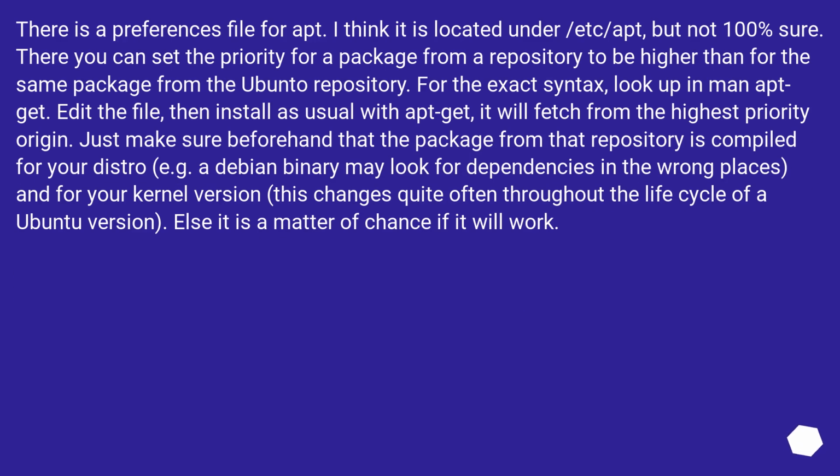There is a preferences file for apt. I think it is located under /etc/apt, but not 100% sure. There you can set the priority for a package from a repository to be higher than for the same package from the Ubuntu repository. For the exact syntax, look up man apt-get. Edit the file, then install as usual with apt-get. It will fetch from the highest priority origin.